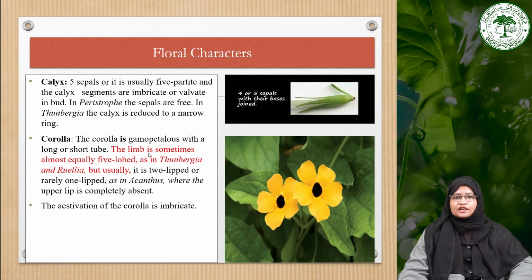Then the corolla is gamopetalous with a long or short tube. The limb is sometimes almost equally 5-lobed, as we can see here. All the 5 lobes are equal in size, as in the case of Thunbergia and Ruellia, but in some cases it is 2-lipped, or rarely 1-lipped, as in the case of Acanthus, where the upper lip is completely absent, and the aestivation of the corolla is imbricate.